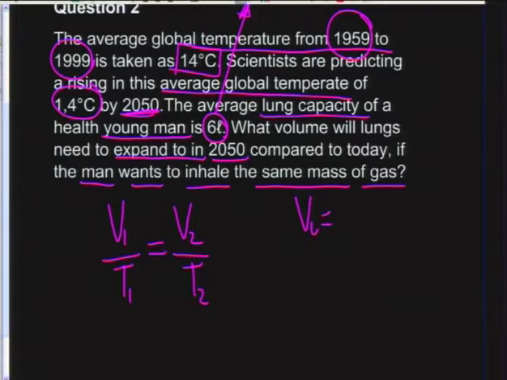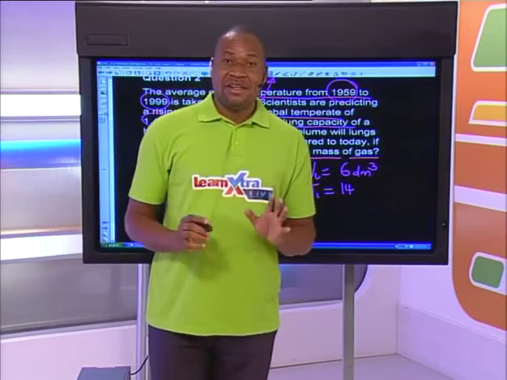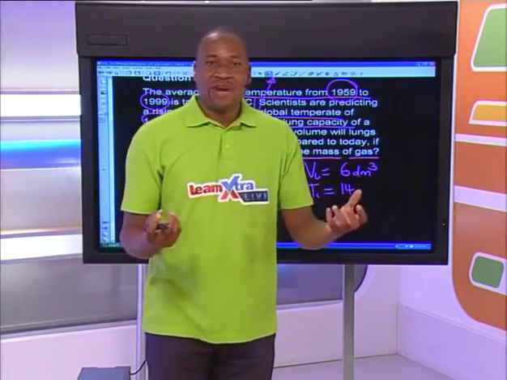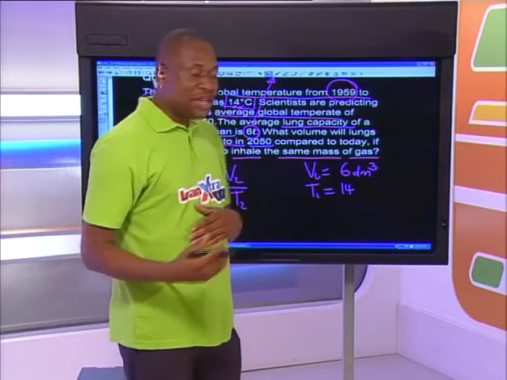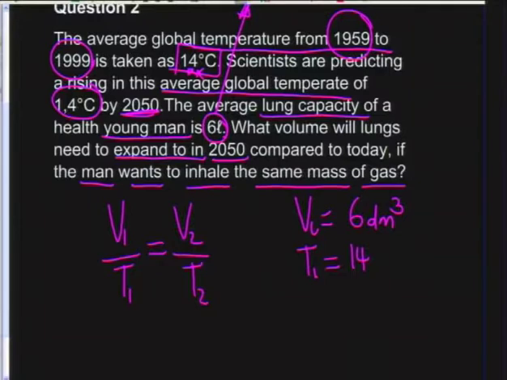V1 is 6 cubic decimeters, or 6 liters. It's the same. And T1, we are told it was 14 degrees Celsius, and we work in Kelvin. So with temperature, you always have to work in Kelvin, okay? You may not convert from cubic centimeters to cubic decimeters because you're going to keep everything constant left to right. But with temperature, you make sure you convert from degrees Celsius to Kelvin.